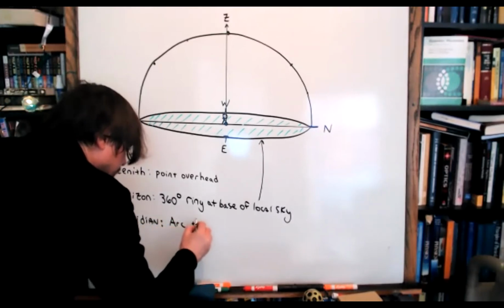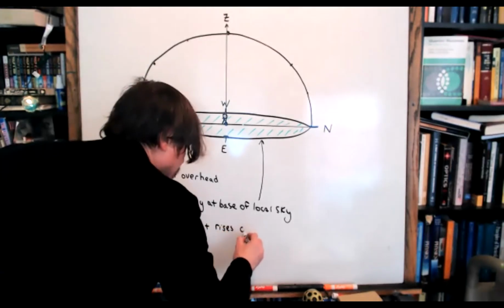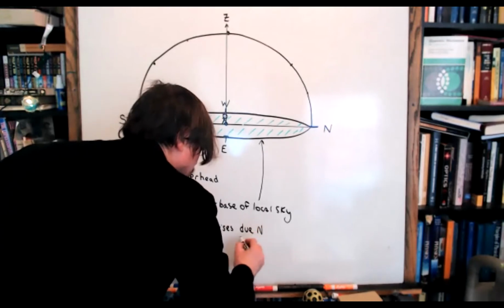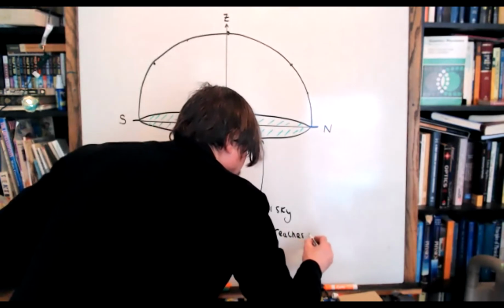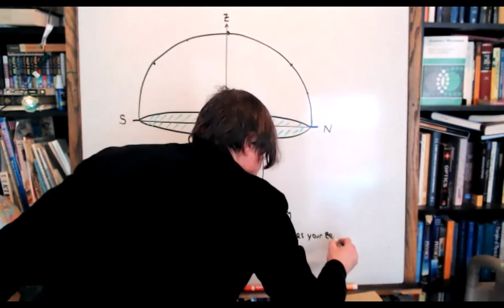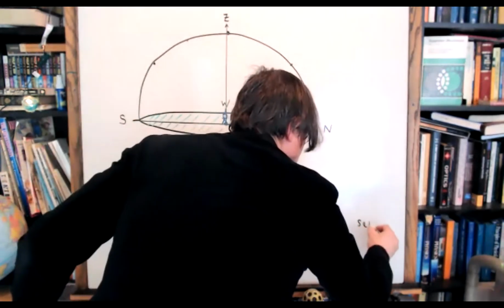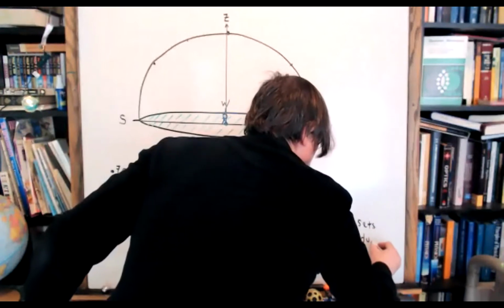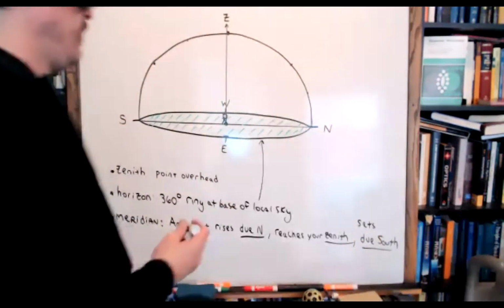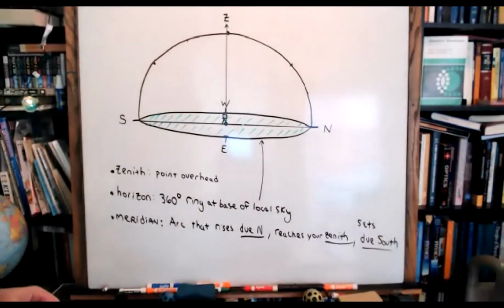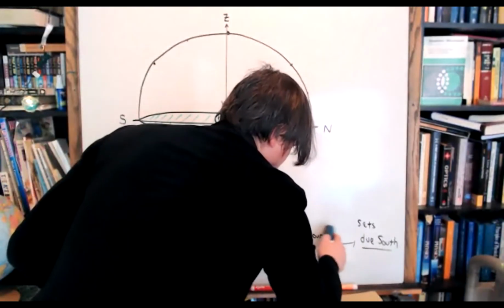It is an arc that rises due north, reaches your zenith, and then sets due south. So it goes north to zenith to south. Sorry, things got a little messy here. Let me try to write that again.